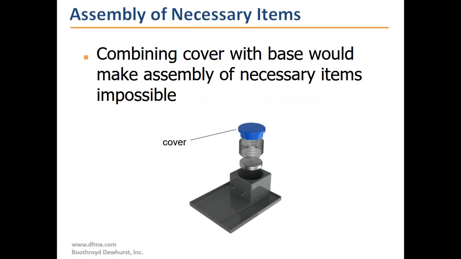And then the final criteria is termed assembly of necessary items. If we were to look at this cover and ask ourselves the criteria, well, it's not the base part in the assembly. It doesn't have to be made of a different material. In fact, it's the same material here as the base. It doesn't move with respect to any of these parts during the function of the product. However, if I were to combine it with the base, it would prevent me from getting the spring and the piston inside. So we say the cover has to be separate for reasons of assembly. In other words, you can't put the cover on the box before you put the stuff inside it.